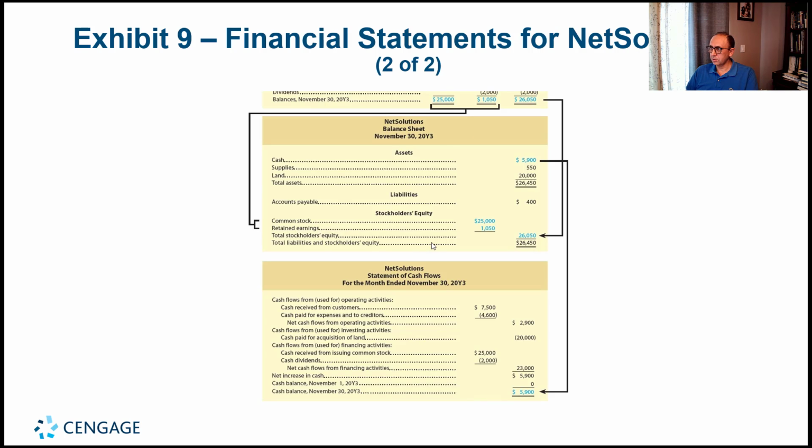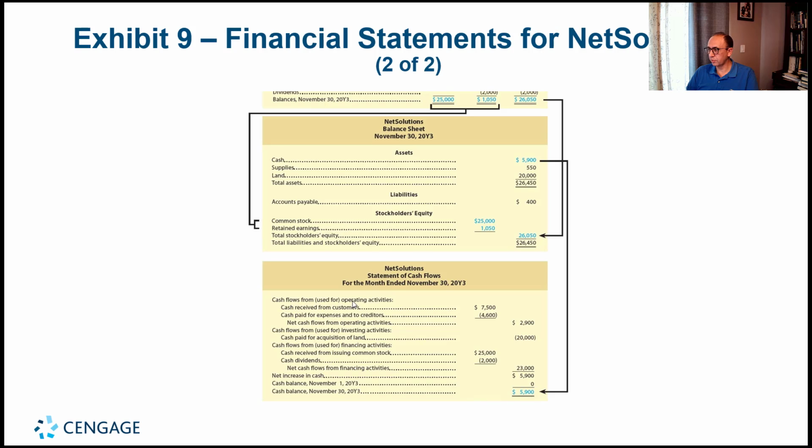Once we have this ready, the next statement to be prepared is the statement of cash flows. And the statement of cash flows just shows the change in cash. So we need to try to reconcile this value here, the cash. We want to make sure that this amount is correct, the $5,900. So this is also a statement where we say for the month ended November 30th, 2023, or year 3.